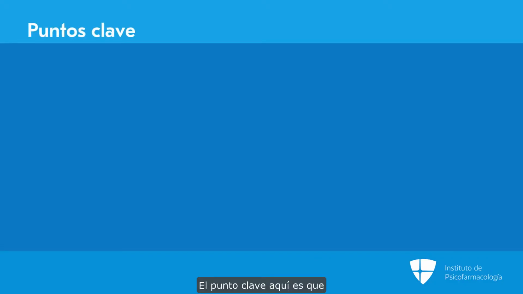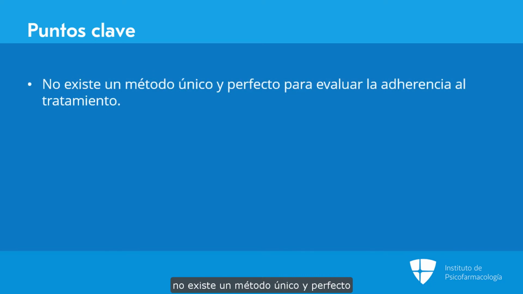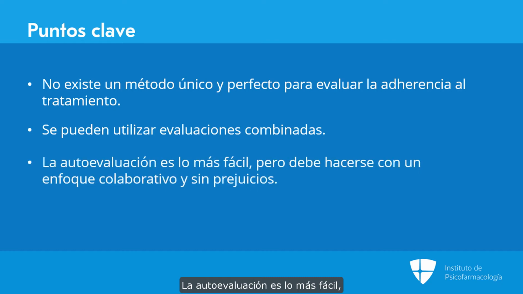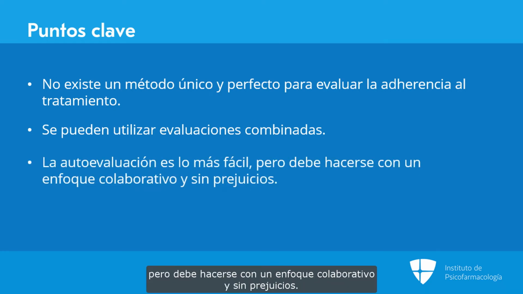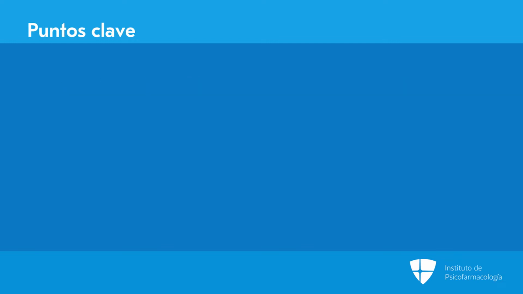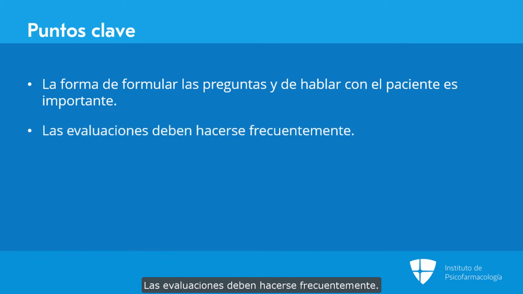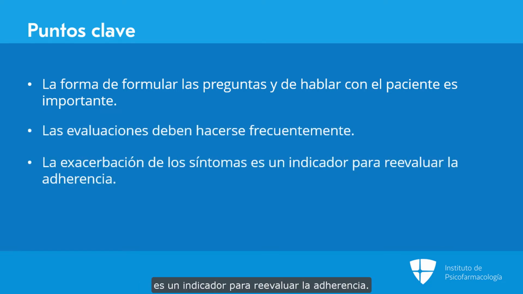The key points here are that there is no single perfect method to assess treatment adherence. Sometimes combined assessments, self-report and other measures, can be used. Self-report is easiest, but needs to be done using approaches that are collaborative and non-judgmental. So how you ask the question and how you talk to the patient is important. Assessments need to be done repeatedly, and symptom flare-up may be an indicator to reassess adherence.